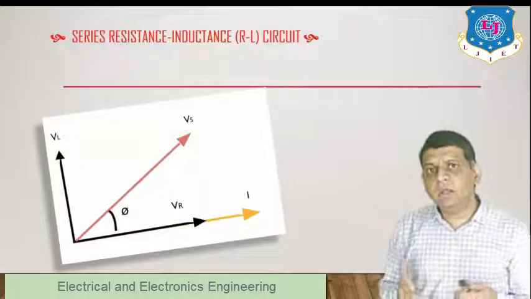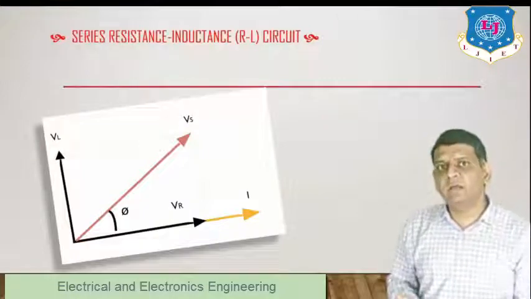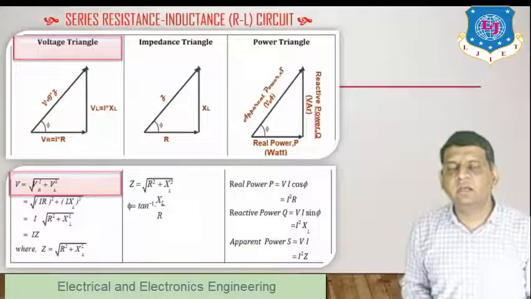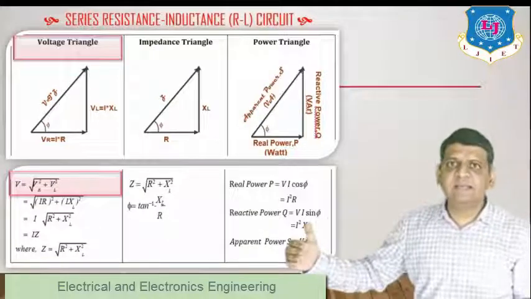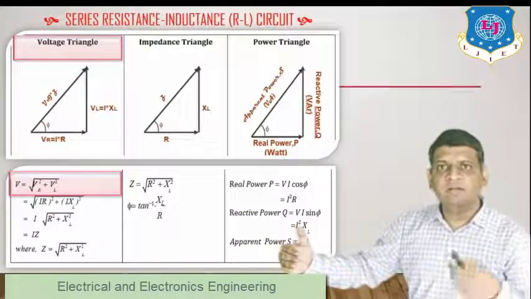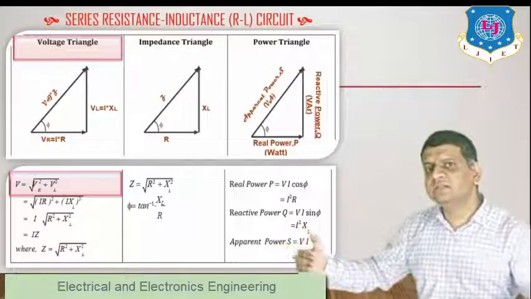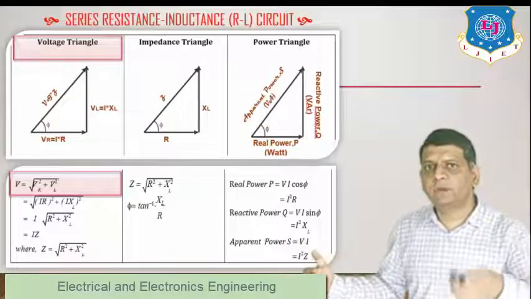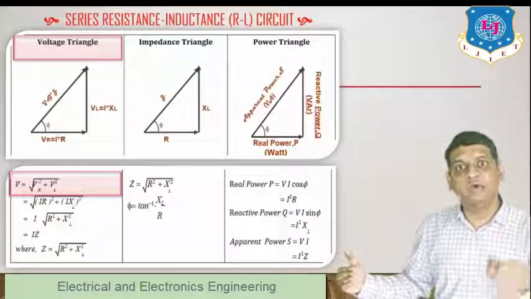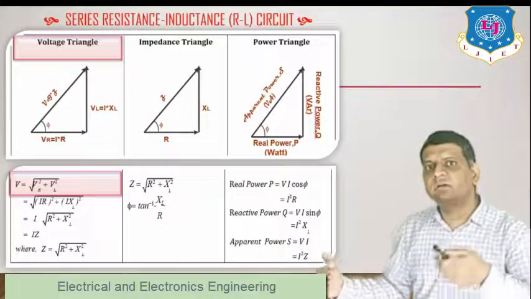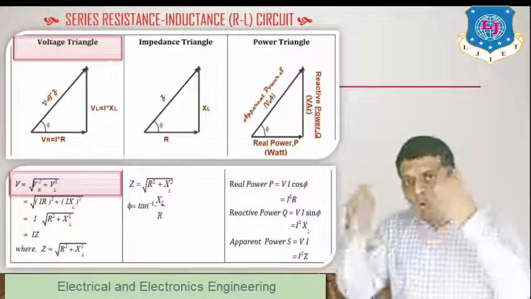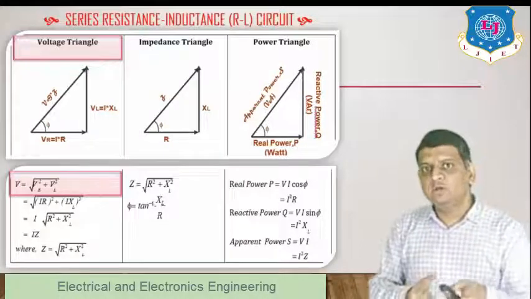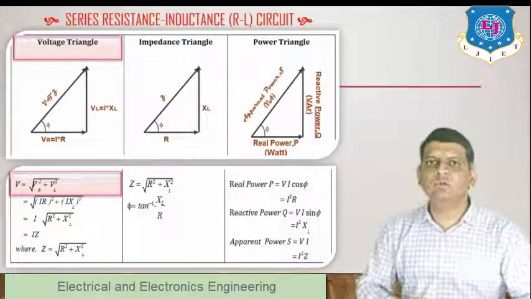So from this I can define my voltage triangle, where the x-axis is defined as VR, which is the voltage drop across the resistance, I into R. The y-axis is defined as the voltage drop across the inductor, VL is equal to I into XL, where XL is called the reactance of the inductor. My overall circuit applied voltage V is equal to I into Z. So my first job is to derive the equation of Z.